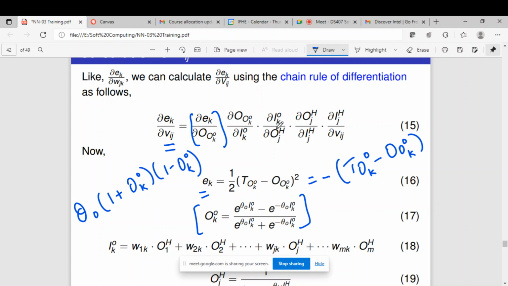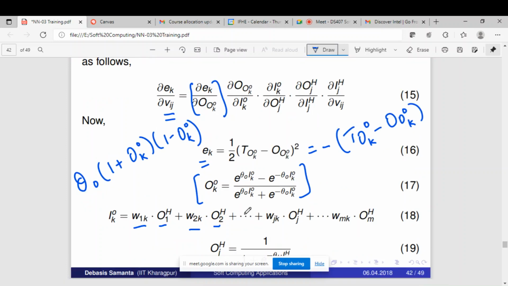It is the output of the hidden layer into the weights. So the output from the first neuron of the hidden layer into W1K, output of the second neuron of the hidden layer into W2K, so on and so forth, output of the jth neuron of the hidden layer into WJK, so on and so forth up to M, because in the hidden layer we have M neurons. So output of the mth neuron of the hidden layer into WMK.